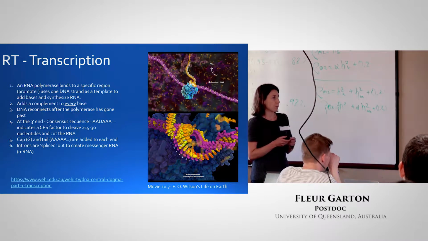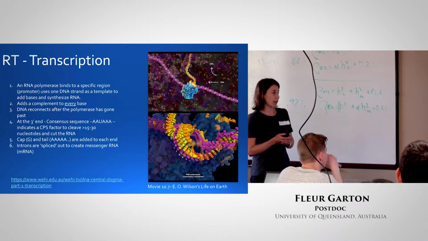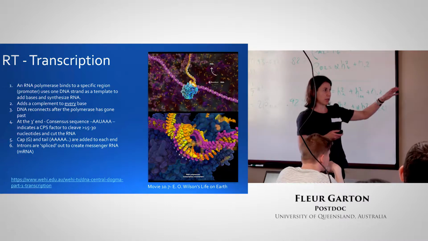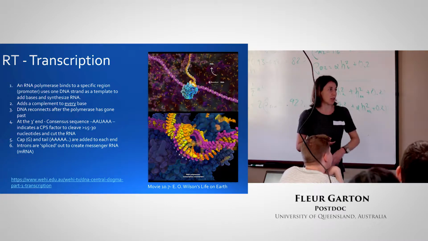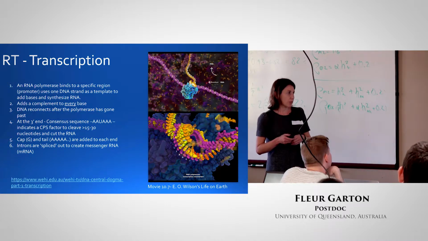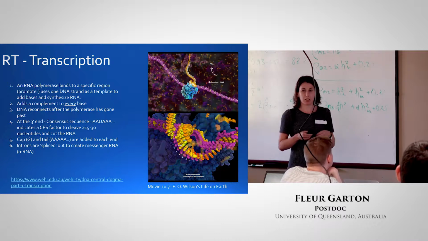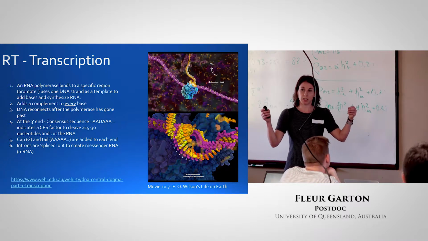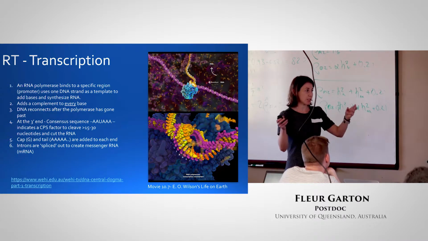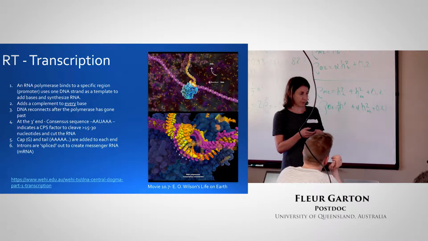So I guess you've seen a picture of how the transcription is working. What I was trying to say is at the 3' end there's a consensus sequence, and this actually cleaves the nucleotides and cuts the RNA. A cap and a tail are added to this RNA, and that indicates that, okay, I'm ready to be spliced, and that happens outside of the nucleus.